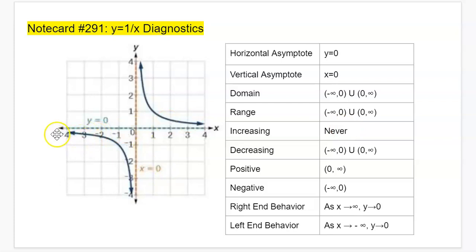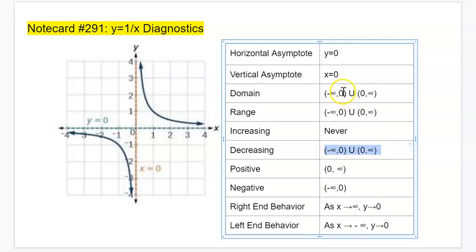This thing is never increasing. If you follow from left to right, remember it's from left to right. Everything but range is from left to right. So if you follow from left to right, that's decreasing, and it pops up here. That's decreasing. So it's never increasing, but it's decreasing right here on its entire domain. Now remember, 0 is not in the domain, so that's why we have to have two parentheses sets here.